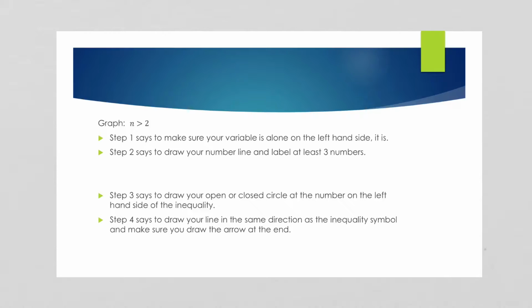All right, so we're going to graph n is greater than 2. Step 1, make sure your variable is alone on the left-hand side, and in this case it is. Now they want us to draw our number line. I usually put 3 numbers on the number line. I put the number that I'm dealing with in the middle, and then I write in 2 numbers, 1 on each side of that number. Make sure you do that in the right order. If you don't, you're going to miss this problem.